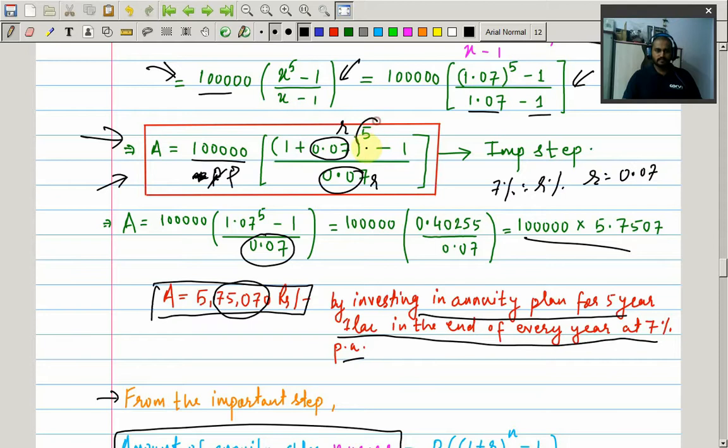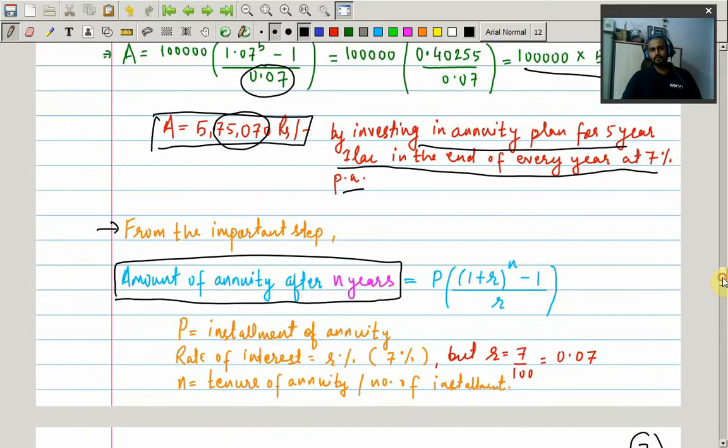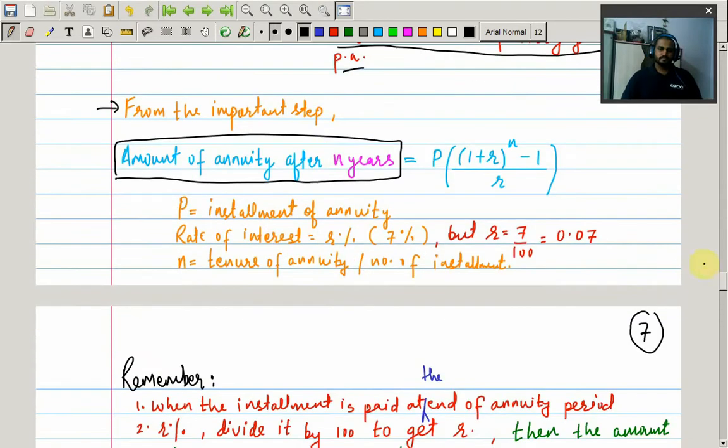And what is this 5? 5 is the tenure of annuity, the number of years. Or more precisely, this is the number of times you are depositing an installment or receiving some money. So this is how we find the amount of an annuity plan: P times (1 plus r) raised to n minus 1, upon r. That explanation is the theory for this formula.